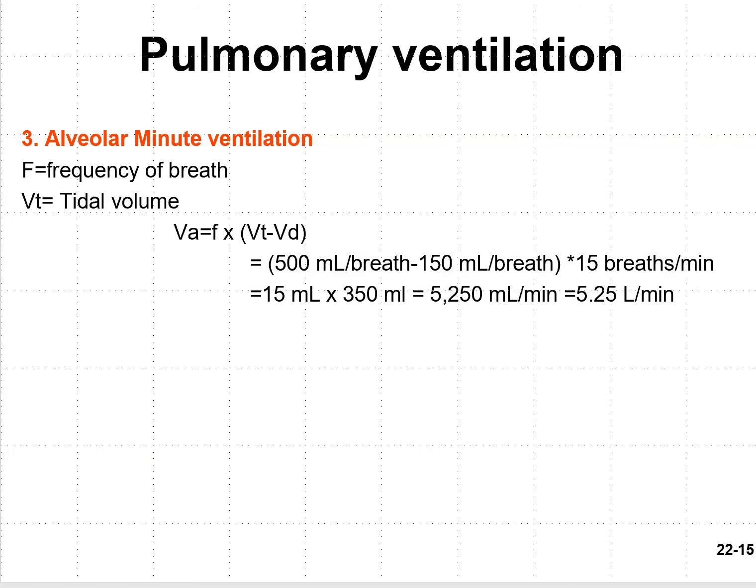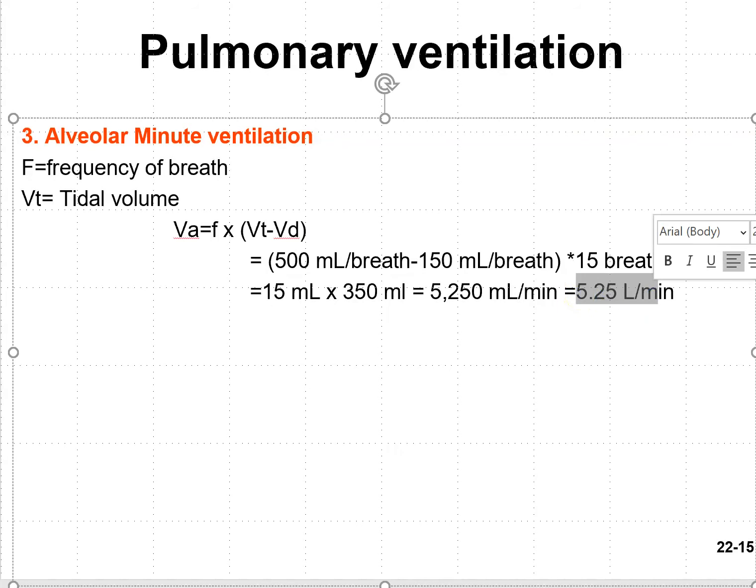And then you have alveolar minute ventilation. Alveolar minute ventilation is the actual ventilation that occurs at the alveolus. So this is denoted as VA, where A is alveolar ventilation, F stands for frequency, VT is tidal volume, and VD is the dead volume or dead space. So this amounts to about 5.25 liters per minute, which is the same as the cardiac output. So that's obviously not a coincidence.